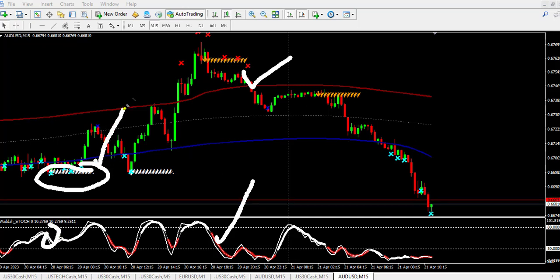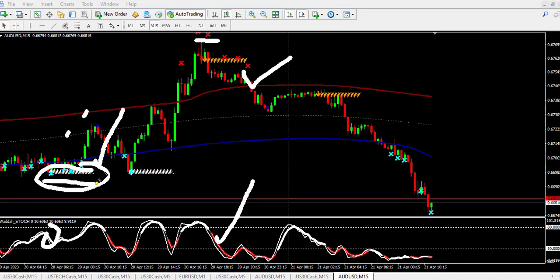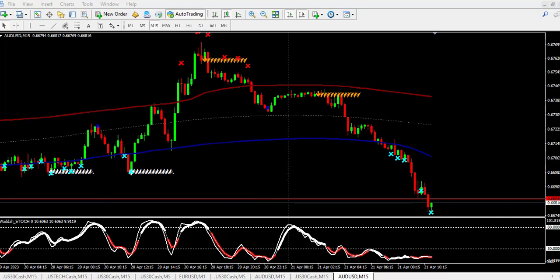Your take profit will be at the middle band here or at the upper band, and this is how to use it. And stop loss will just be, for a sell, a few pips above the previous high, and for a buy, a few pips below the previous low. Then you can ride the trend, and this is how to use this particular strategy.